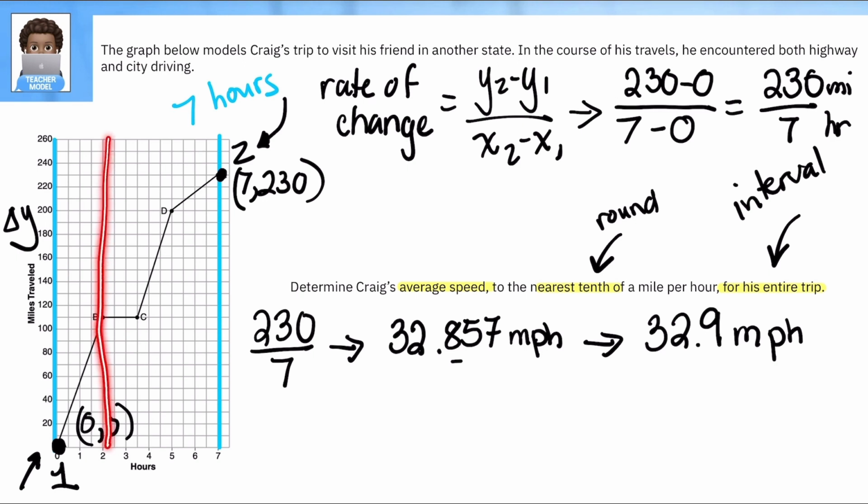If I took these intervals, this part from here to here, this would be a different rate than this one where he's driving slower. So instead, we're figuring out the average of all of these points by using the start and the end. Hit pause and jot this down.